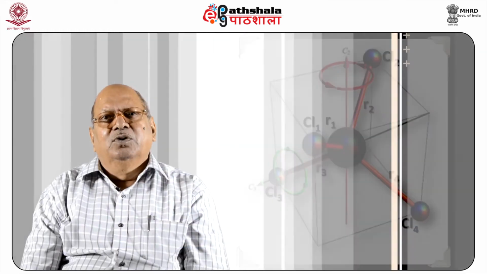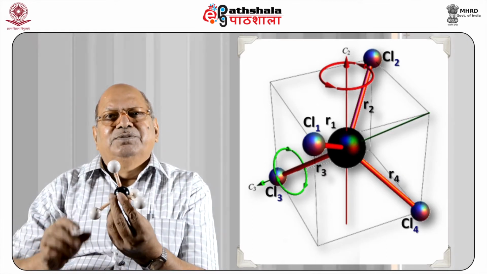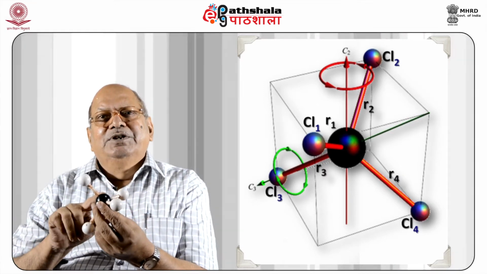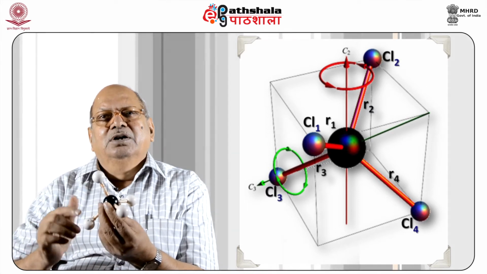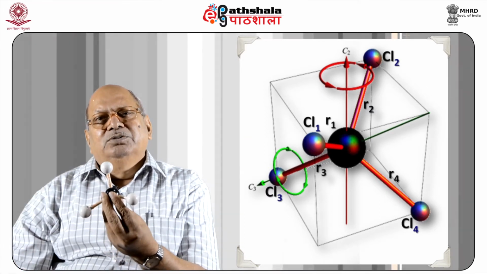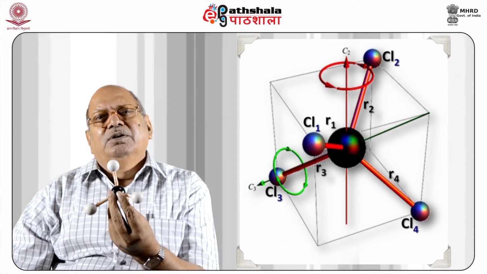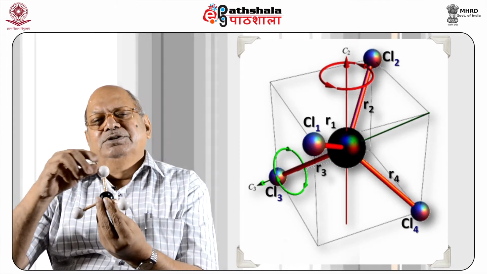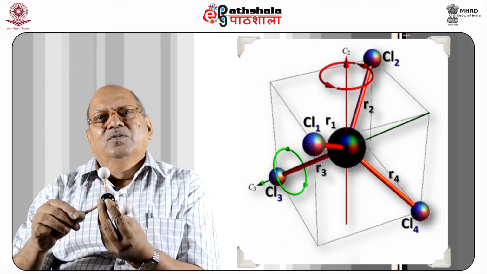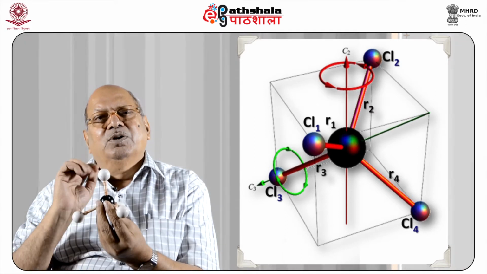Of CCl4. CCl4 is a molecule like this, as I have shown over here. The black one is carbon and all these are chlorine atoms, as I am showing over here. Now this molecule belongs to the tetrahedral point group. It has C3 axes. How many? 4 C3 axes, each along a bond.